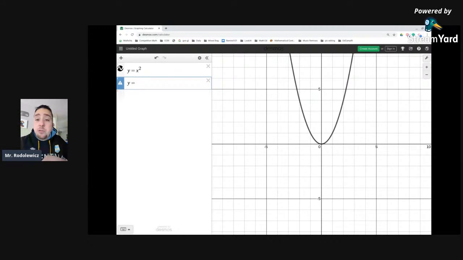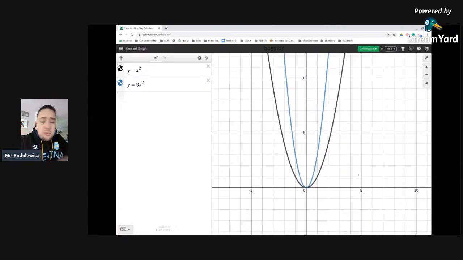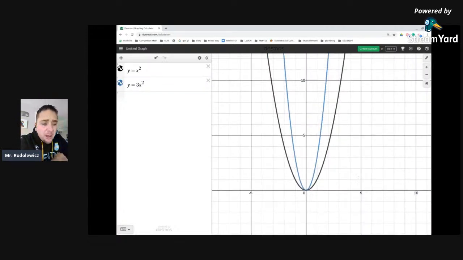So let's look at 3x squared. So what does it mean to stretch a graph? Literally think of like a rubber band, all right? You can look at the blue parabola and notice that one point did not move. That's the vertex. The vertex is locked in place.